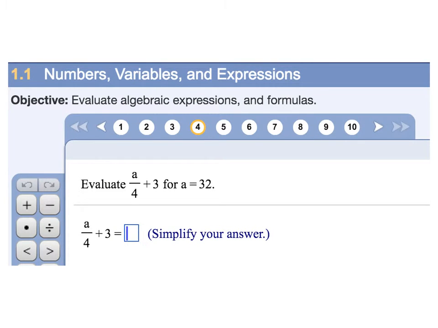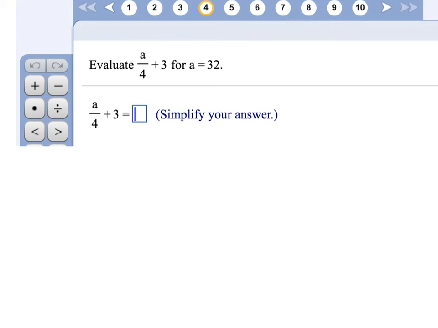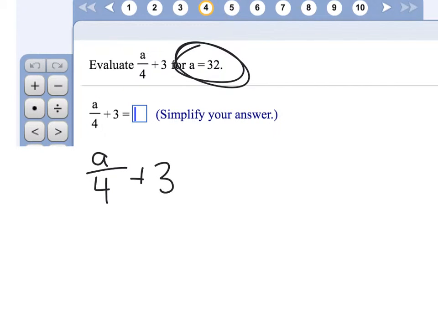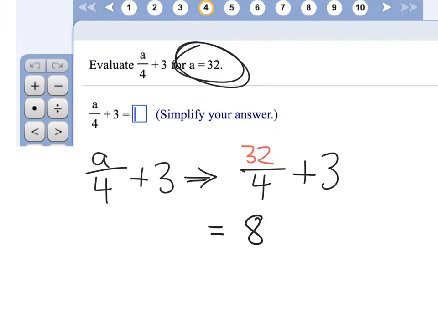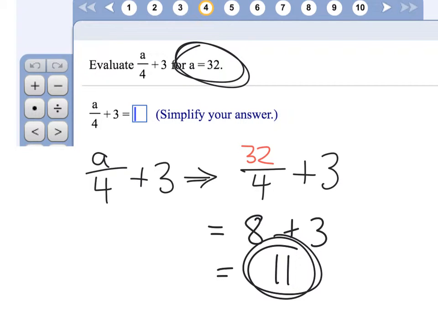So here, evaluate a over 4 plus 3. So you've got a over 4 plus 3, and we're told that a is really 32. All right, so a is really a 32, so that means it's going to be 32 divided by 4. Then we're going to add our 3. So what's this 32 divided by 4? Well, that's 8, because 4 times 8 is 32. So 8 plus 3 equals 11.